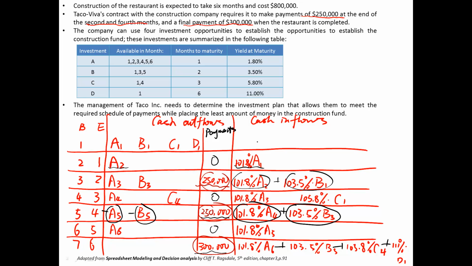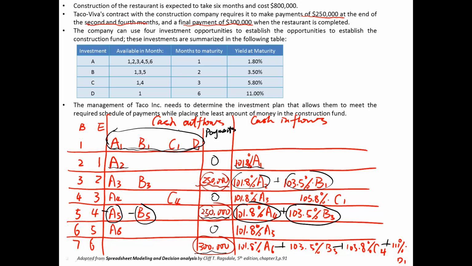Okay. Then what about the first month? What happens at the beginning of the first month? Where does that money come from? From the restaurant, right? Okay. So what is that money? Those are the really out-of-pocket money, right?